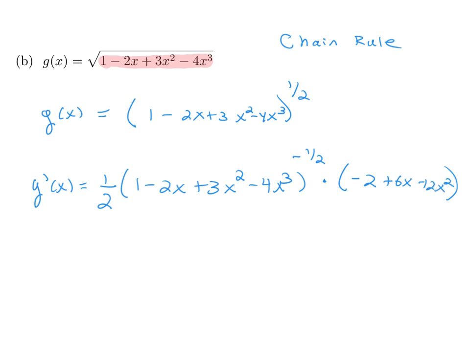So here we go. Unsimplified, this is the derivative of the function g. Let me make that look a little bit more like subtraction. So that was minus 12x squared. Well, anyways, this is the final answer to this problem.